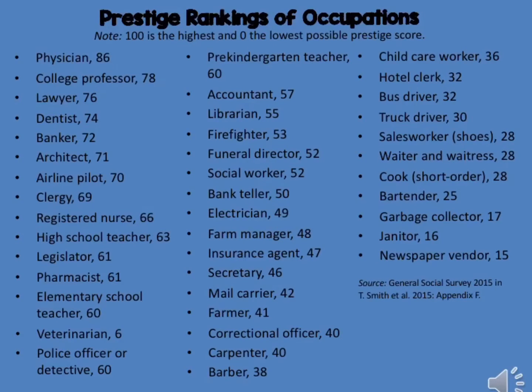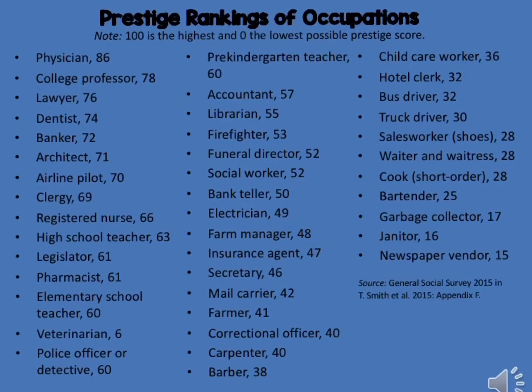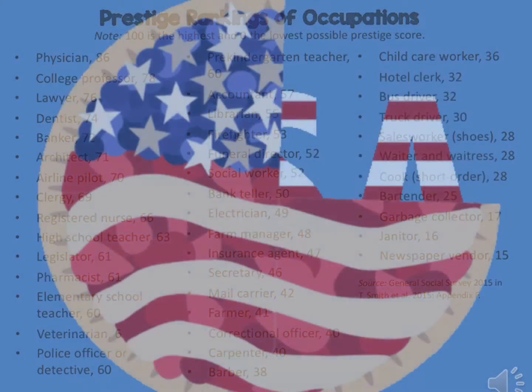So here is a slide that usually catches the attention of students. Are there any occupations on here that surprise you as far as the level of prestige? I'm surprised that elementary school teacher is above correctional officer or carpenter. But these are responses that were collected by the GSS, the General Social Survey, in 2015, which is a pretty highly reputable social research group.